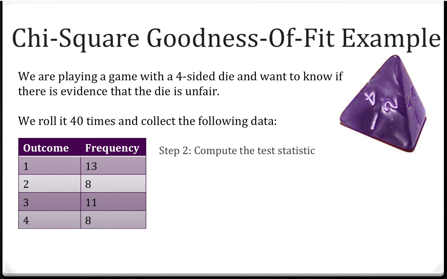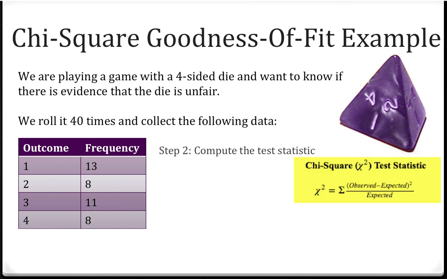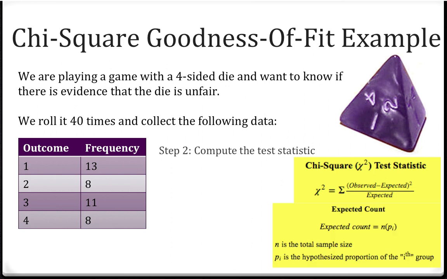Step 2 is to compute the test statistic. Here's our formula for the chi-square test statistic: observed minus expected squared divided by expected. The summation tells us to do this for each of the 4 possible outcomes. Our expected counts, or n times p, we found in step 1 to all be equal to 10.